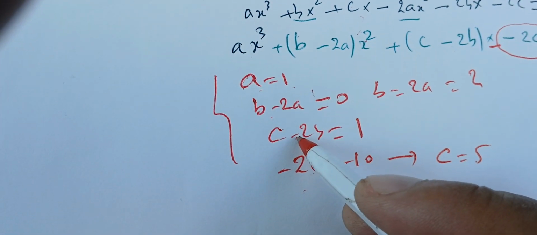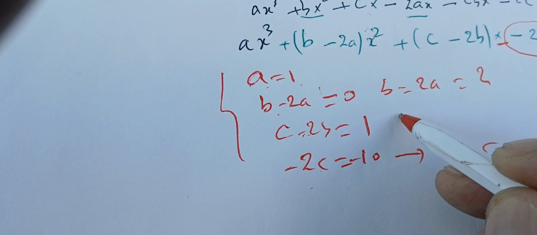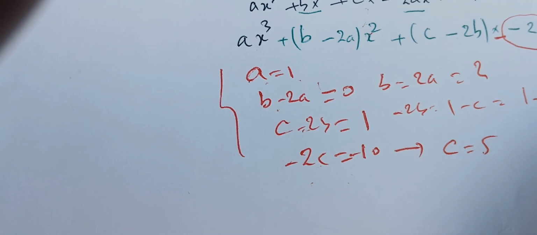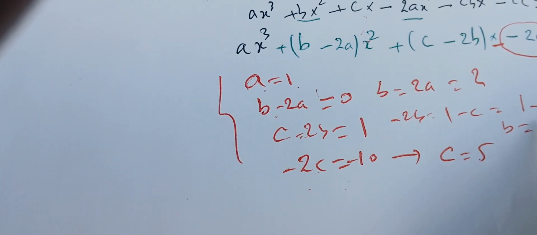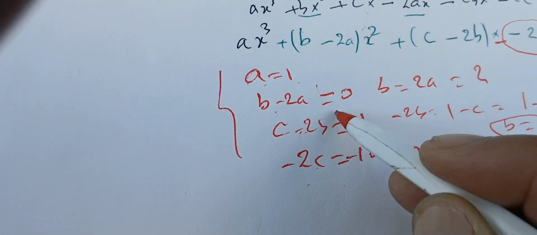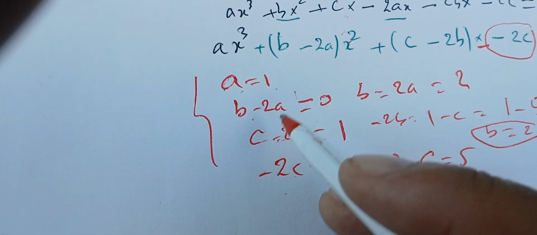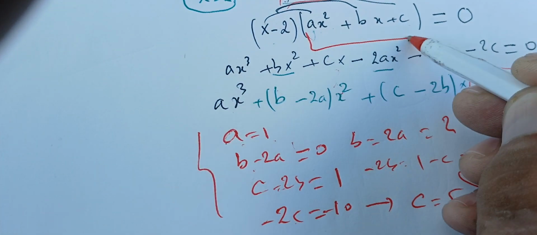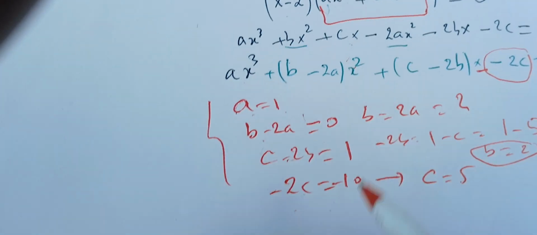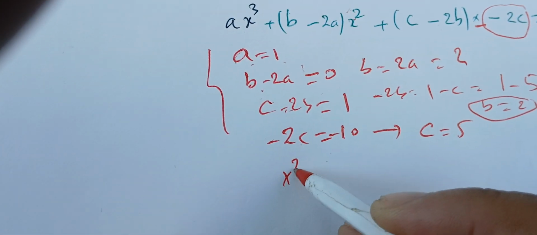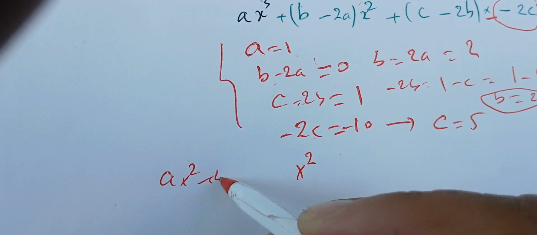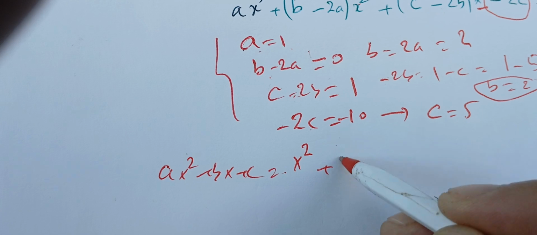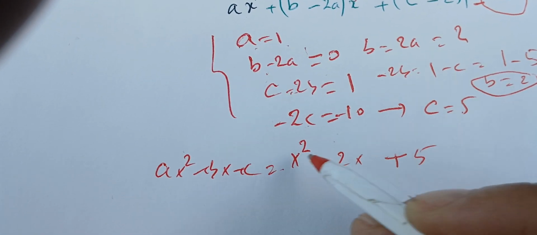And we can check here: minus 2b is 1 minus c, or 1 minus 5, which is minus 4. Therefore, b is minus 4 over minus 2, which is 2. This is just for checking, because we have more equations than we need. Therefore, this second degree polynomial can be written as ax squared plus bx plus c, where a is 1, b is 2, and c is 5.